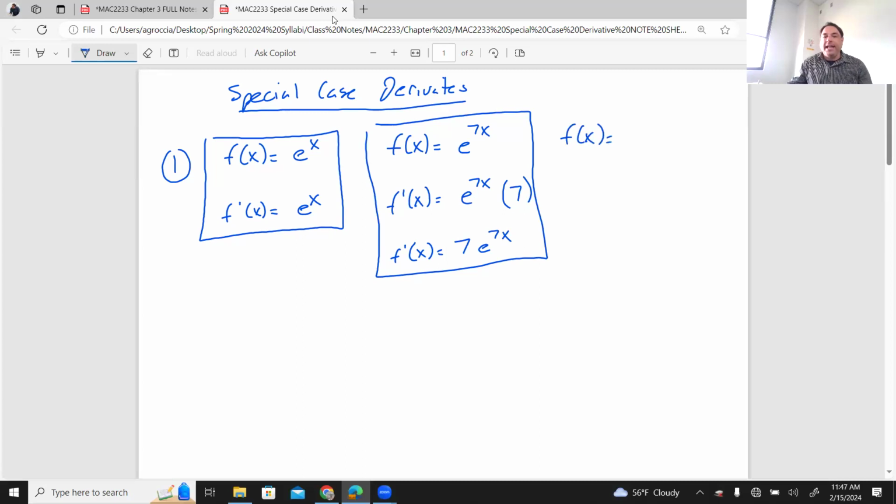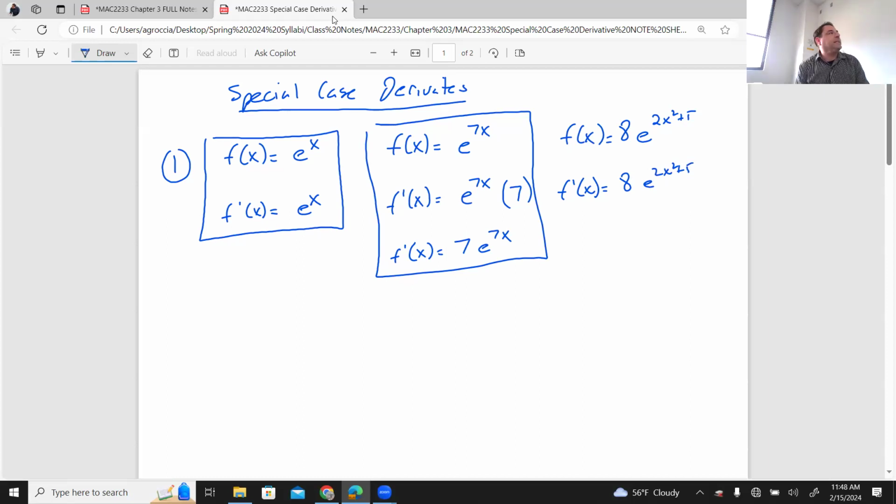So what if I had 8e to the 2x squared plus 5? Well, when you take the derivative, if you have a number in front, and that's going to be consistent through all the special cases and the ones we do, the number in front stays in front. Step 2, the derivative of e to the 2x squared plus 5, you rewrite it. E to the 2x squared plus 5.